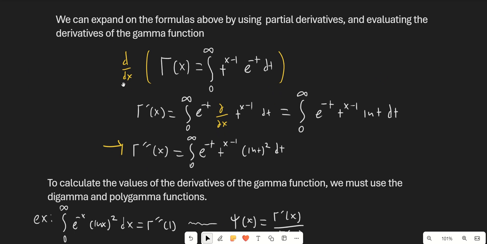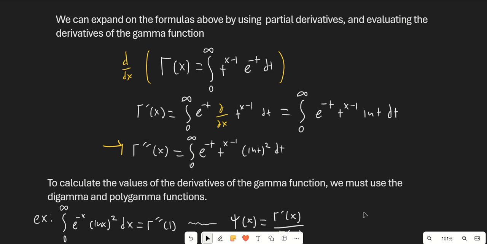So we can actually differentiate the gamma function and find an integral representation for the derivative of the gamma function, and this actually gives us the answers to a lot more integrals. So for example, if we differentiate gamma of x, we just have to bring this differential inside the integral, and we end up with the integral from 0 to infinity of e to the negative t times t to the x minus 1 times the natural log of t. So the only thing that changed is we got this extra natural log.